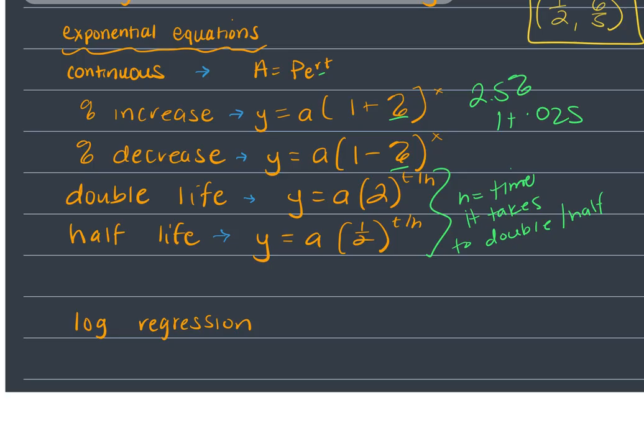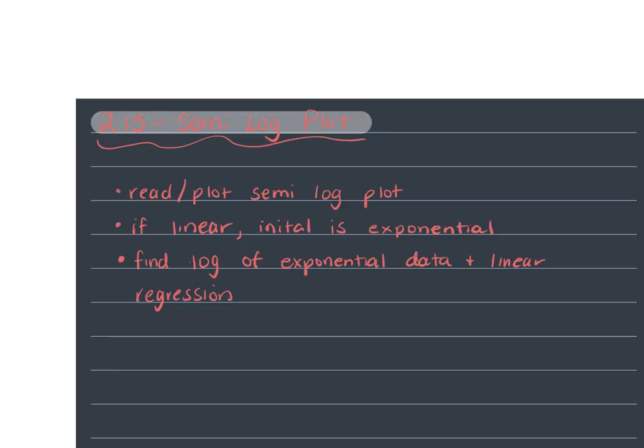But log plots. In the topic of semi-log plot, you've got to be able to read or plot a semi-log plot. You've got to know that if it's linear on a semi-log plot, that means my initial is exponential. So it could ask you, here's the graph of something, describe the original. If it's a semi-log plot that's a line, then I know the original is exponential. If it's on a regular graph and it has that curve, I know the original is obviously exponential. And then find the log of the exponential data and find the linear regression.